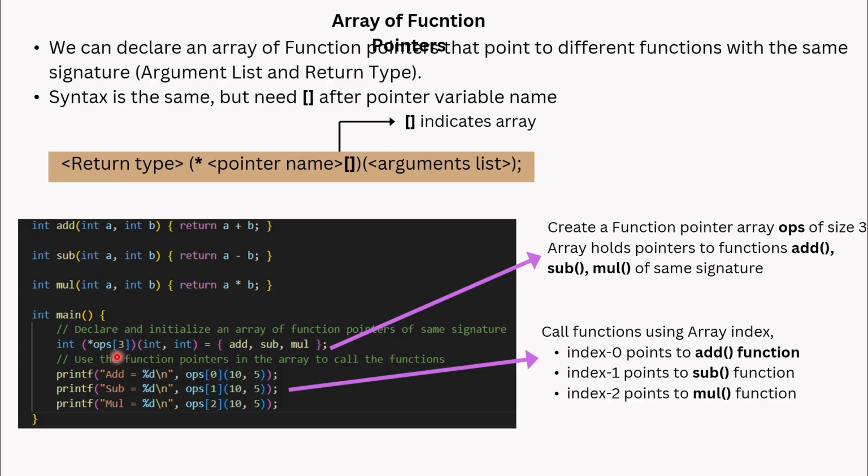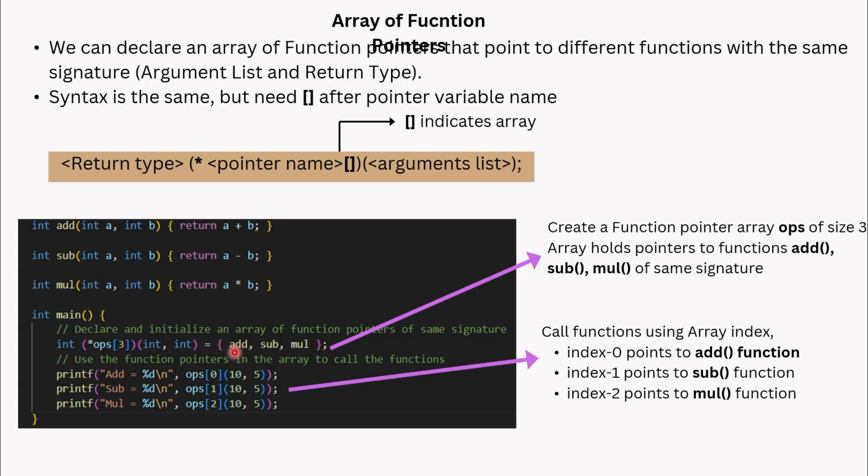So here I have a function pointer array called OPS, of size 3. Each item in this array will take two integer arguments, and its return type is also an integer.